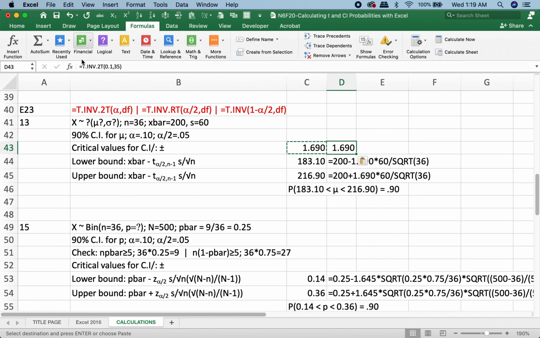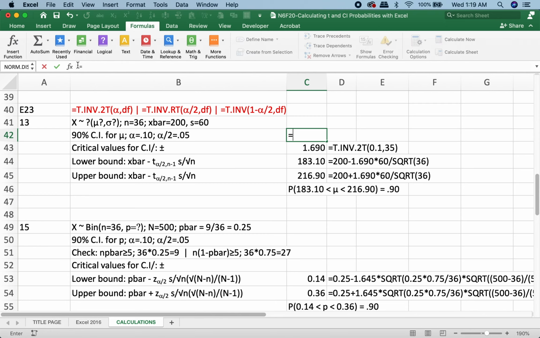I want to just show you that here. By the way, you wouldn't need to do this, but if you used a T.INV function, then you would put in half of alpha, so alpha over 2, and then 35 degrees of freedom, and that'll give you the lower bound value, minus 1.690. Okay, and I rounded the one below here to 3 decimal places.